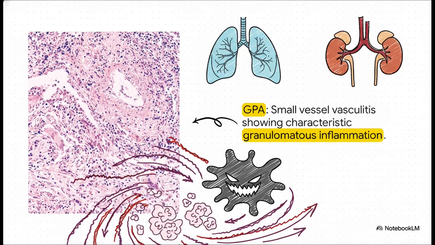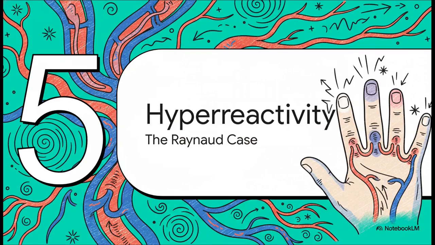This is granulomatosis with polyangiitis, or GPA. It's an ANCA-associated vasculitis. That's anti-neutrophil cytoplasmic antibody. And you can see these characteristic granulomas attacking the vessel wall. It typically affects the lungs and the kidneys. Finally, let's look at a different kind of problem altogether.